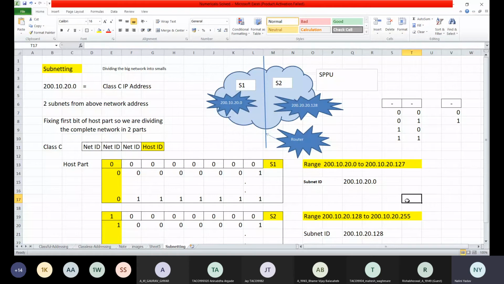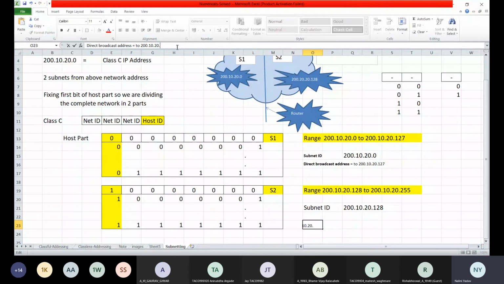Yesterday, as I told you, that is the network mask. So this is my subnet mask, and it is going to identify my network. Understood, all of you? So this is my subnet ID. Now after the subnet ID, let me tell you the direct broadcast address. For this particular network it is 200.10.20.127, and for the other it will be 200.10.20.255. So this is all what we have seen till now in the theory also.